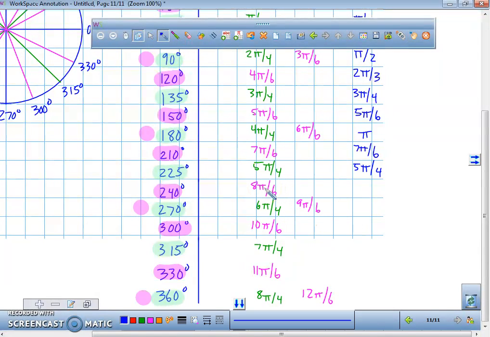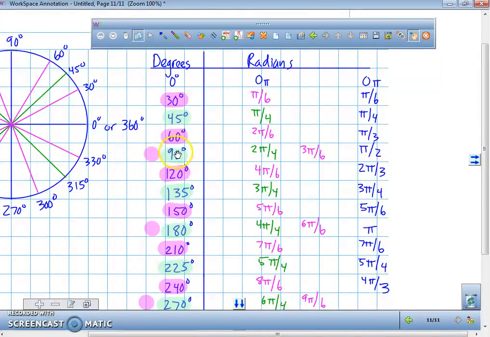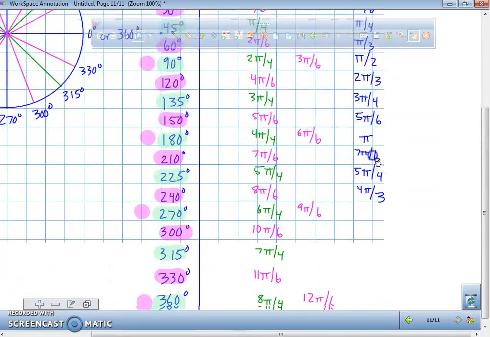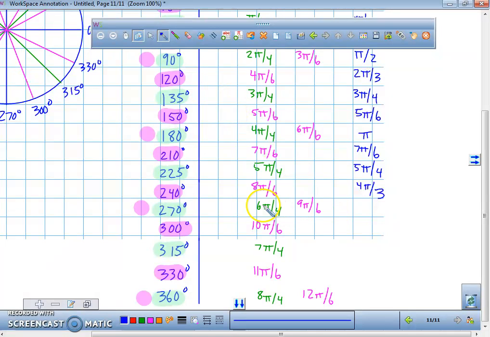What is 8 pi over 6 reduced to? Half of 8 is 4, half of 6 is? Say it again. 3 pi over 6 is at 90. 2 pi over 4, 3 pi over 6, that's pi over 2, that's at 90 degrees. At 90 degrees, you're at pi over 2. 6 pi over 4 and 9 pi over 6 both reduce to 3 pi over 2.